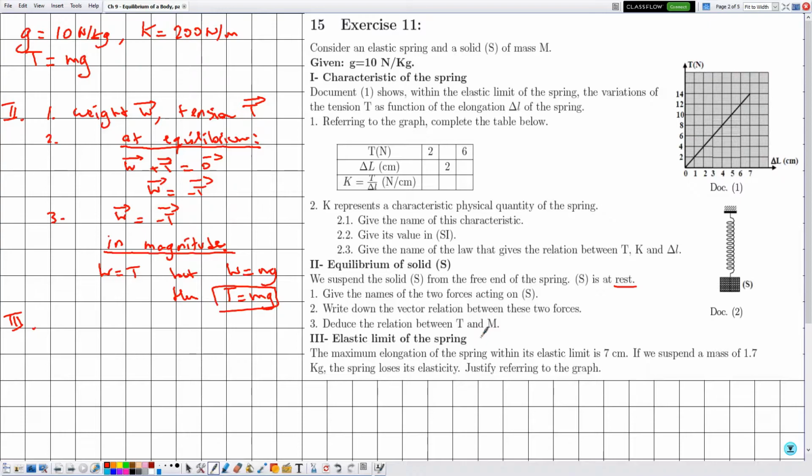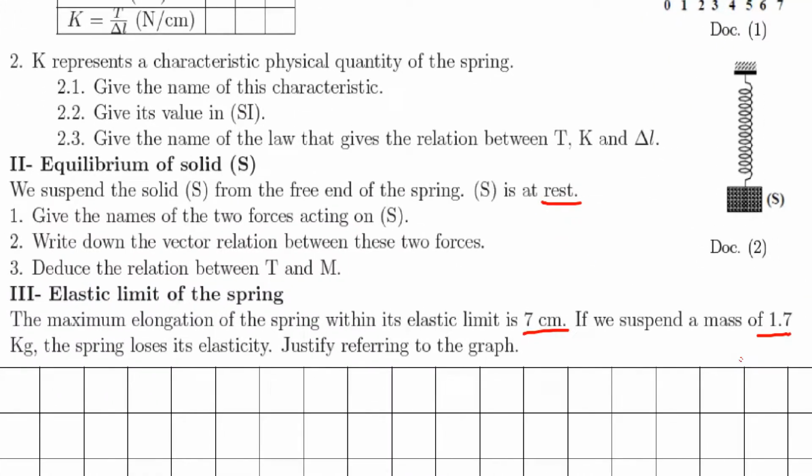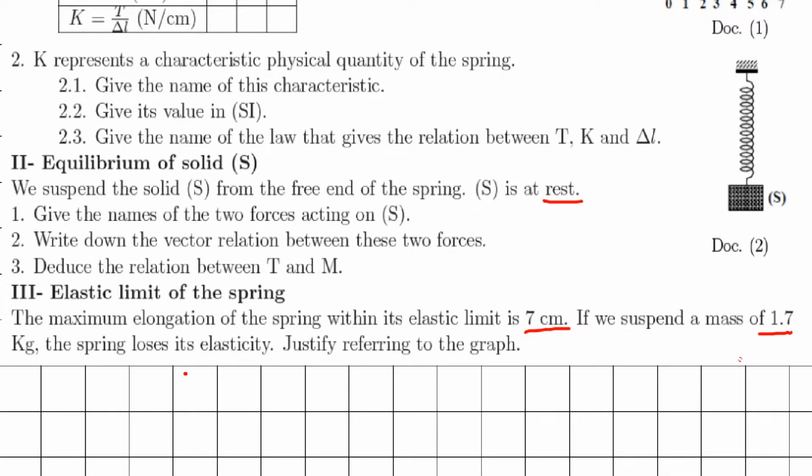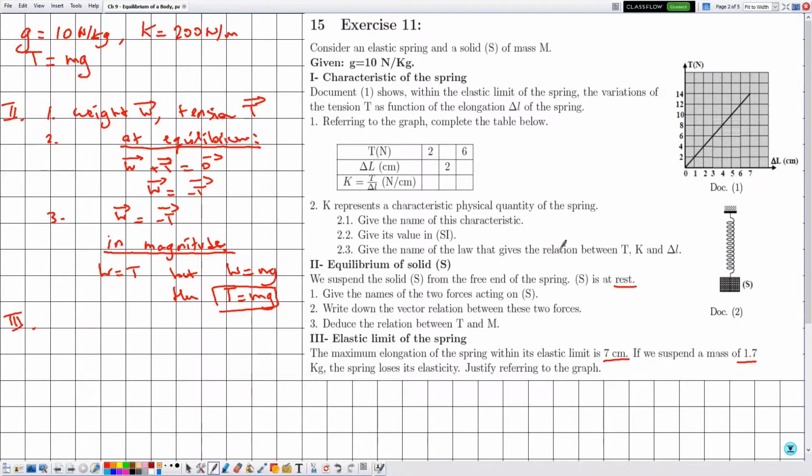Now part 3. The maximum elongation of the spring within its elastic limit is given by 7 centimeters. So the maximum elongation is given by 7 centimeters. If we suspend a mass of 1.7 kilograms, the spring loses its elasticity. Justify referring to the curve. So here, since they mentioned the spring loses its elasticity, they are talking about the functioning of the spring itself. Okay, whenever they mention losing its elasticity, it means that the applied tension or applied force is greater than the maximum force within the elastic limit of the spring that it can handle.